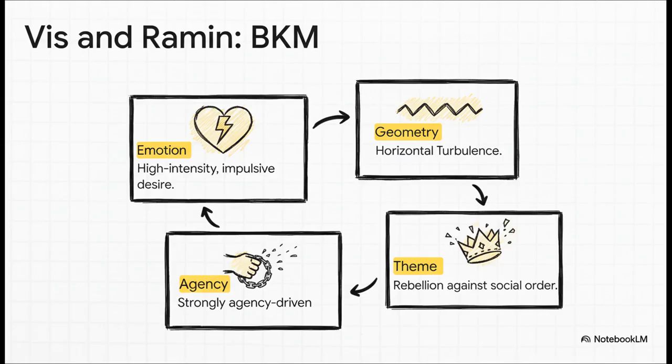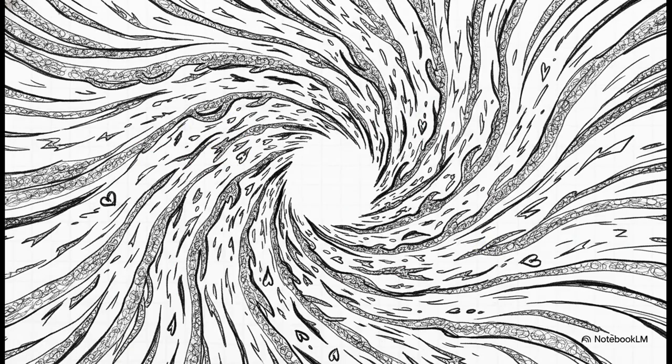It's not rising or falling, it's just spreading out in this wide, chaotic, turbulent pattern, and it's all fueled by the character's own choices. Next, we have the incredibly famous tragedy of Layli and Majnun, and its emotional geometry, well, it could not be more different.